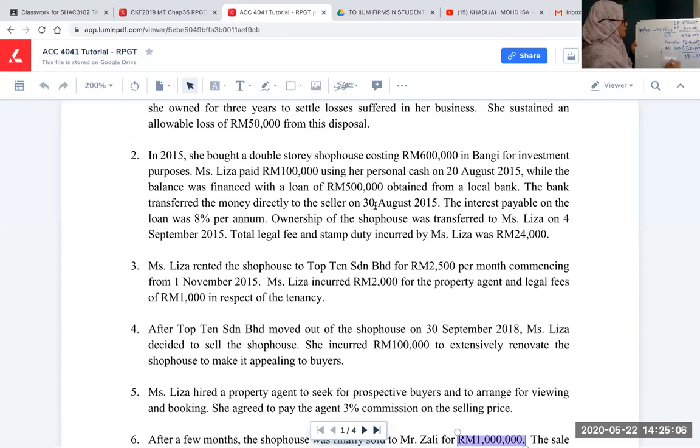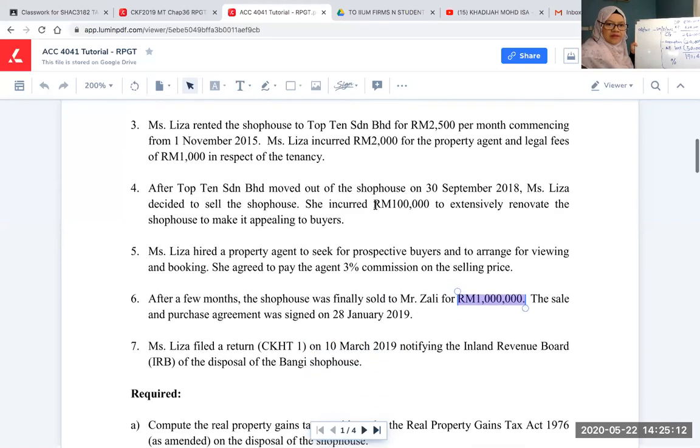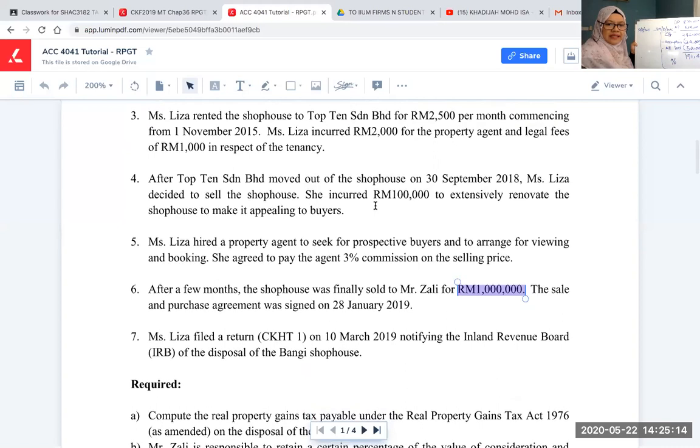So 2016, okay, bila you punya disposal? After a few months, it was sold to Zali and was signed on 28 January. So 28 January 2019. Okay, kita tengok. 29 August 2016, lepas tu you akan ada 2017, you ada 2018 kan? Which is 29 of August 2018.